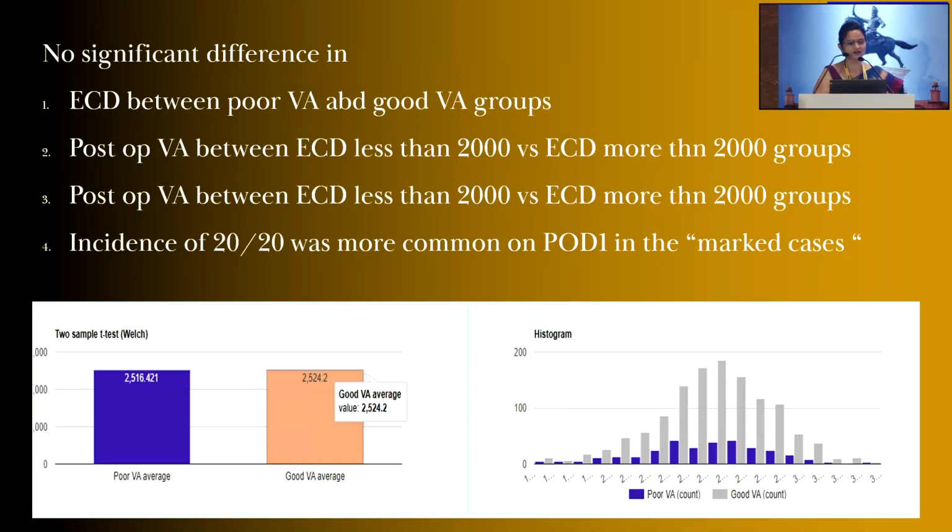Number one, endothelial cell density between the poor visual acuity and good visual acuity groups was actually not different. Post-op visual acuity between endothelial cell density groups less than 2000 and more than 2000 was also not different. Again, subclassification to less than 1700, also there was no difference. I'm sorry, there is a typo here. And the incidence of 20/20 was in fact more commonly found on post-op day 1 among the marked cases, that is those with either low endothelial cell density or with guttata changes.